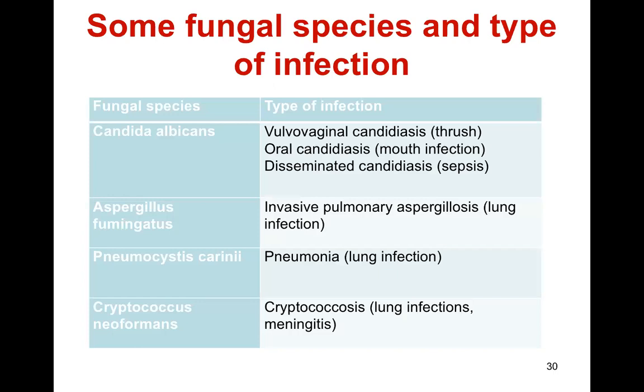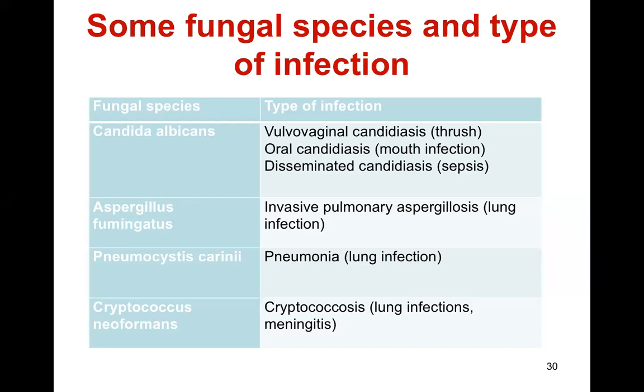And some fungal species and the type of infections they cause: you have the more common one, Candida, and Candida causes vulvovaginal infection. You also can have oral candidiasis, a mouth infection, typical when you have immunocompromised patients. Or sometimes you can have disseminated candidiasis, which can now cause sepsis. You must not underrate Aspergillus fumigatus, which can cause invasive pulmonary aspergillosis. This is a typical lung infection, which is very difficult to treat and also occurs commonly in patients who are immunocompromised.